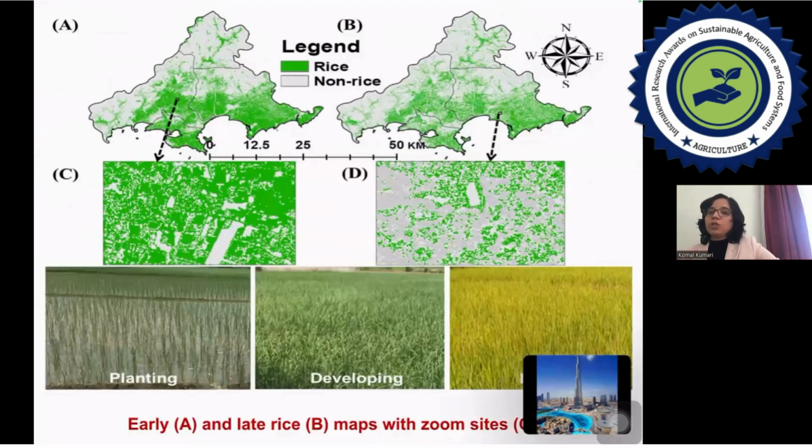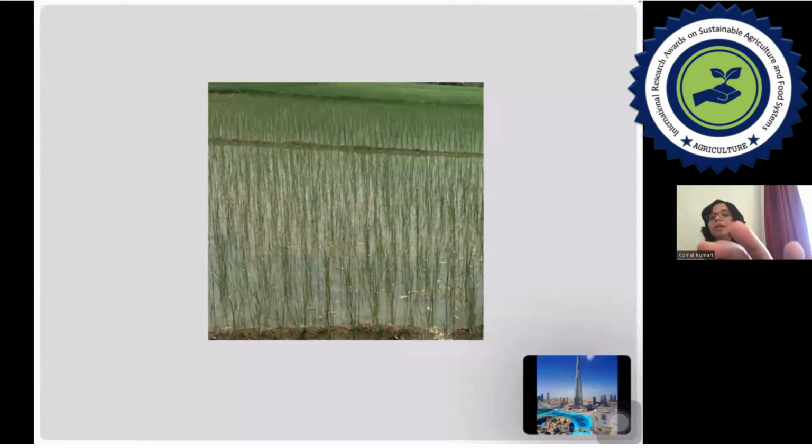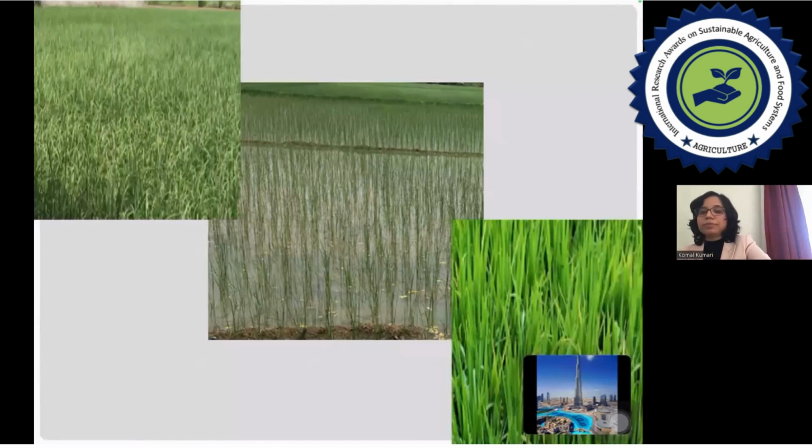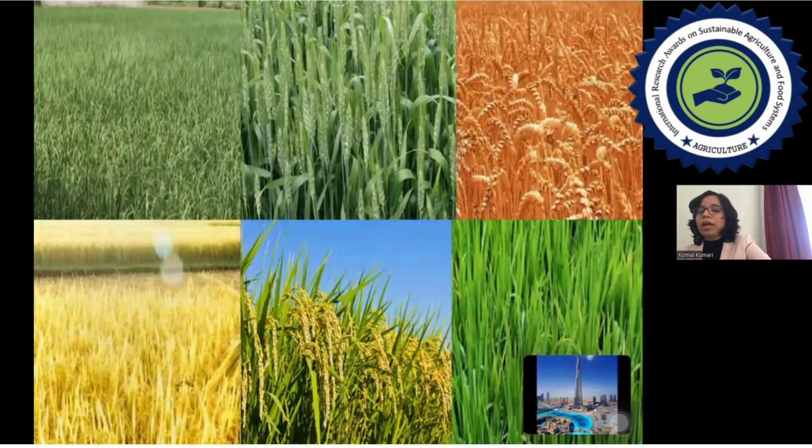Rice is cultivated 2 times in the year. Image A shows the early rice time period and B shows the late rice time period. For understanding a particular rice area, we should use a few zoom sites and also connect with field work like planting, development, and maturity. These are a few field photographs. This is the rice planting area, tillering, booting, and maturity. The upper photo shows wheat and the lower photo is related to rice.